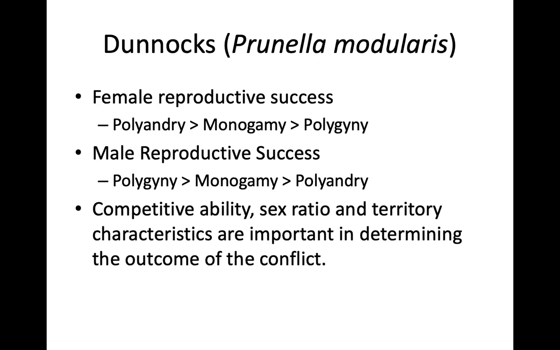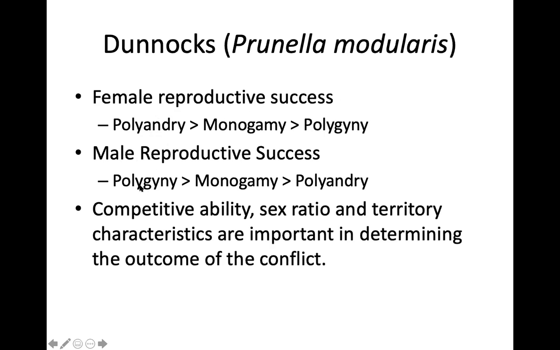In dunnocks, once again, another bird. So much of this literature comes from birds because birds are easy to study in this way. In terms of dunnocks, female reproductive success varies across a wide variety of mating systems. So dunnocks can either engage in polyandry, in monogamy, or polygyny. Needless to say, female reproductive success is better when the female has multiple males. It's lower when it's just her and one male, and it's even lower when it's her and one male and a bunch of other females.